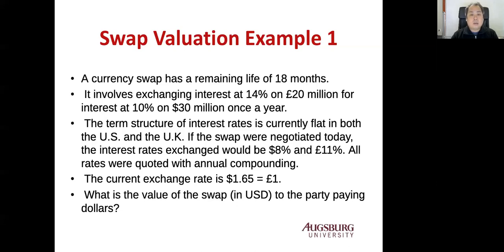18 months left. So the first exchange is 6 months later, and the second is 18 months later. The term structure of interest rates is currently flat in both the US and the United Kingdom, so you don't have to worry about yield curve changes. If the swap were negotiated today, the interest rate exchange would be 8% for dollars and 11% for pounds. All rates are quoted with annual compounding, so these are annual payments. The current exchange rate is $1.65 per pound. What is the value of this swap in US dollars to the party paying dollars?